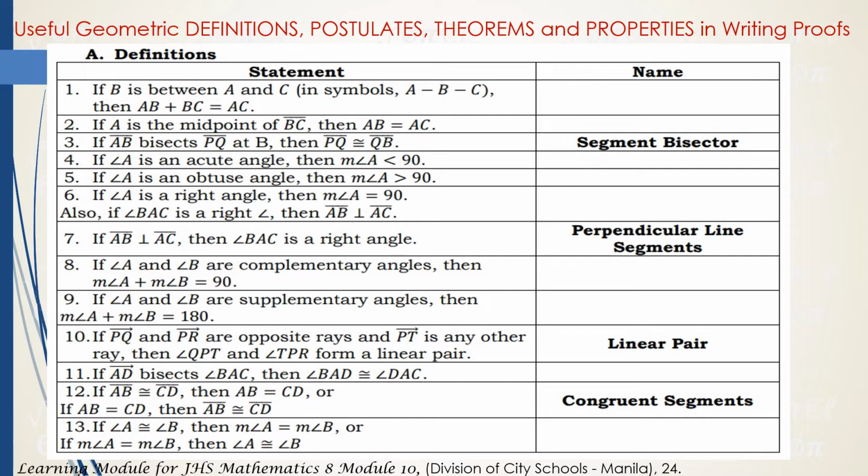Okay, so for number 1, if B is between A and C, or in symbols A, then B, and then C, then AB plus BC is equal to AC. So, if that's the case, ang tawag po dyan ay betweenness. So, paano po ibibigay yung reason mamaya? Since it is a definition, dahil tayo ay nasa definition yung mga yan, ang ilalagay natin ay definition of betweenness. So, susulat natin doon sa reason ay definition of betweenness. Hindi betweenness lang, no? So, dapat ay definition of betweenness.